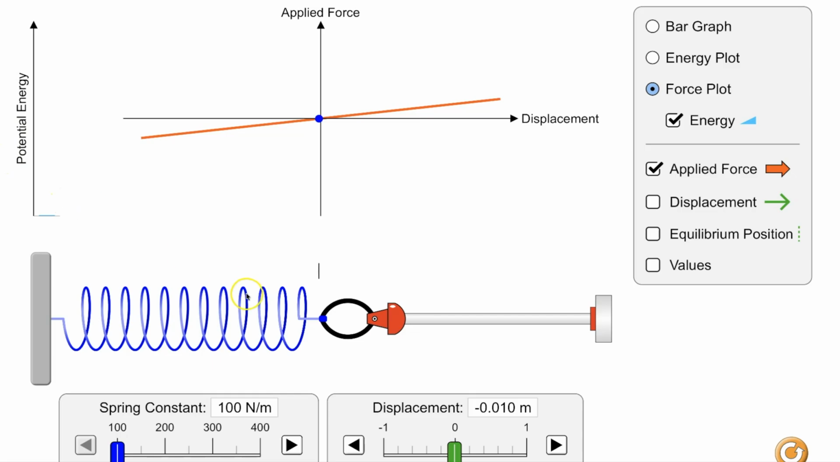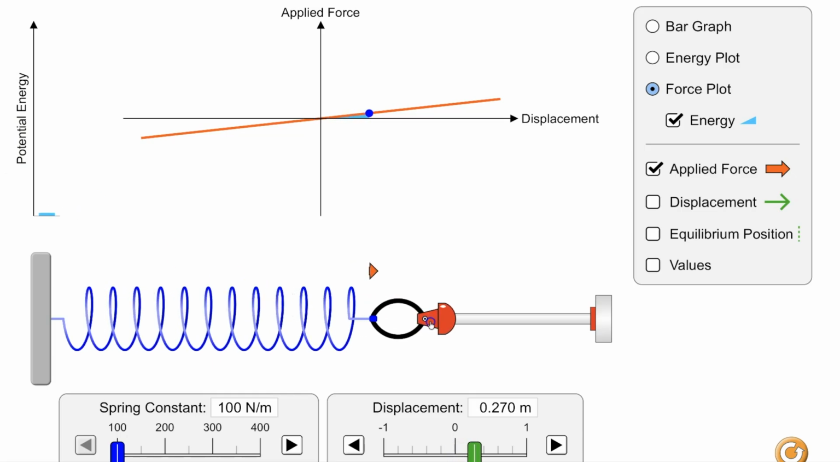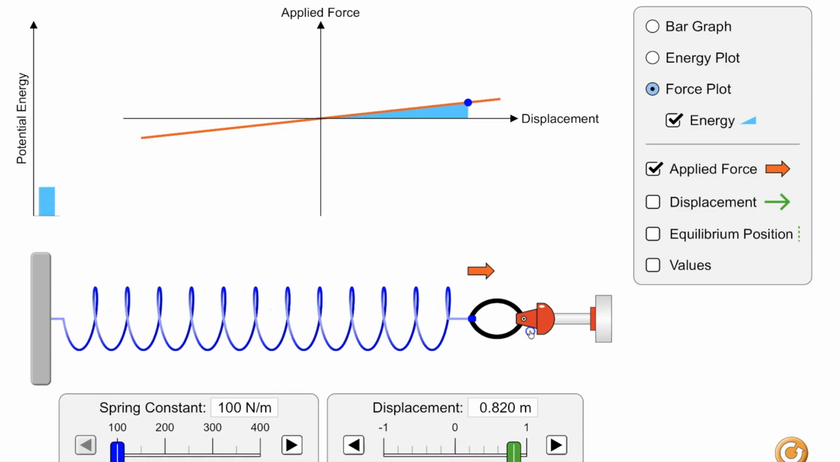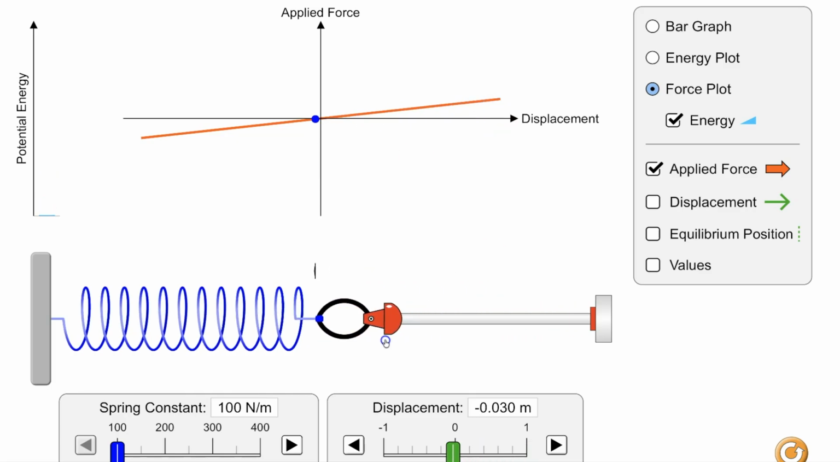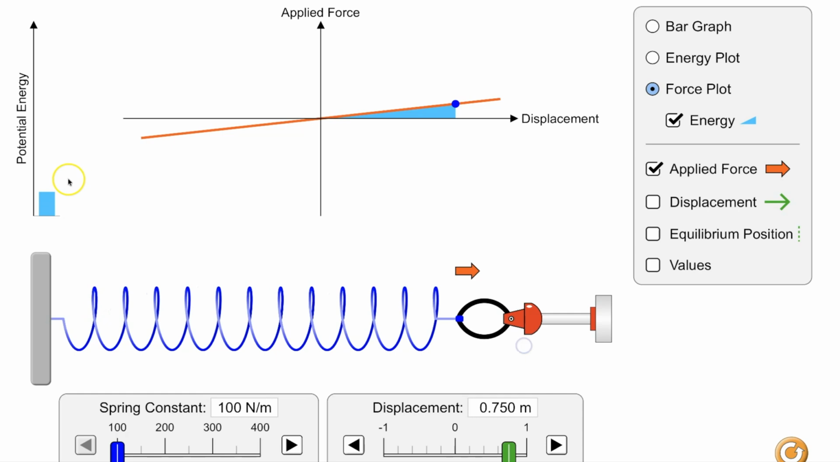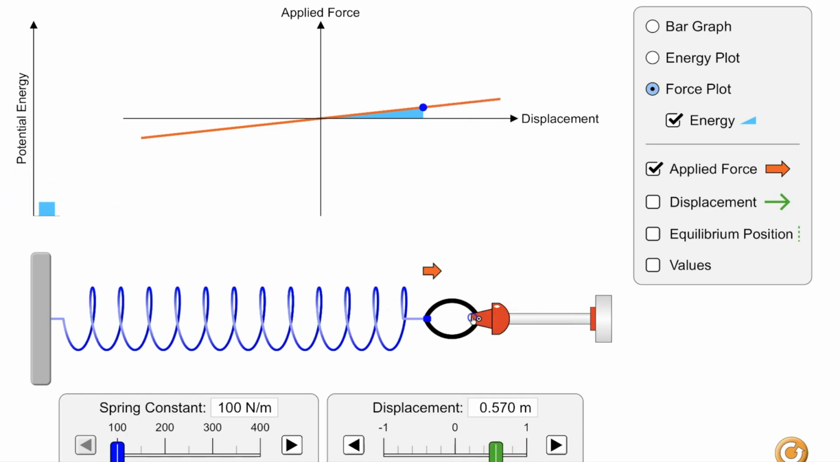That is the energy of the spring. So look what they're doing. They are showing you that triangle, and you can see right here, it's going to be a triangle. You can also see that area of the triangle grow with displacement and with force. And on the left right here, you can also see that bar increasing with displacement.